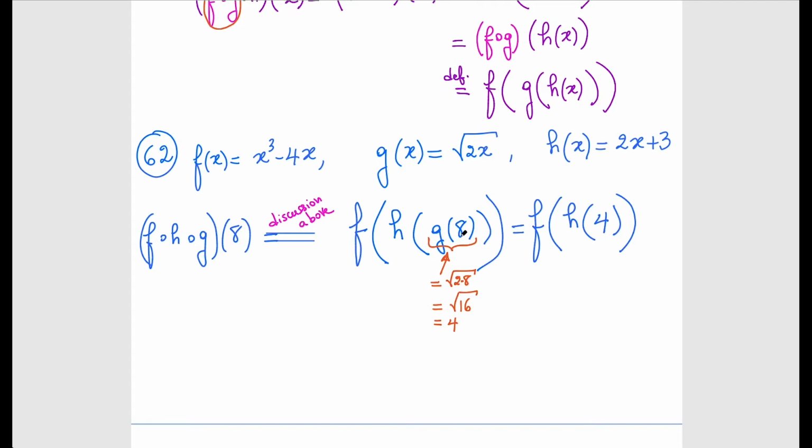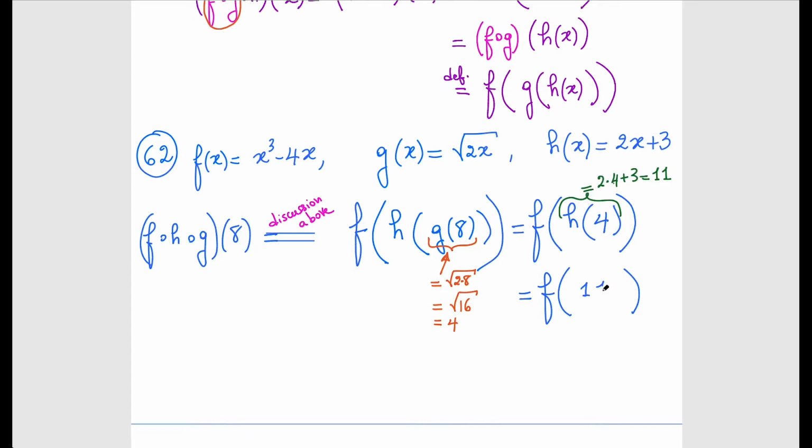So that guy is now done. It's 4. It's sent inside h. Now h is going to operate on 4. F is still waiting. It's not doing anything. H now is going to produce an output on 4. And what's that output? Let's find it. So h of 4 is twice 4 plus 3, right? And twice 4 is 8. 8 plus 3 is 11. So this is 11 then.